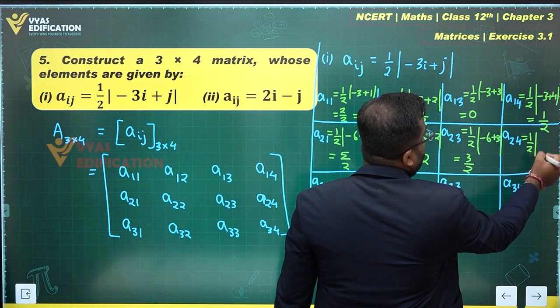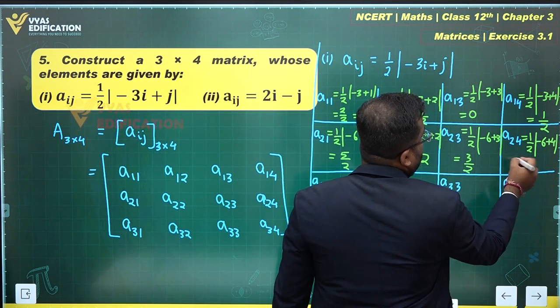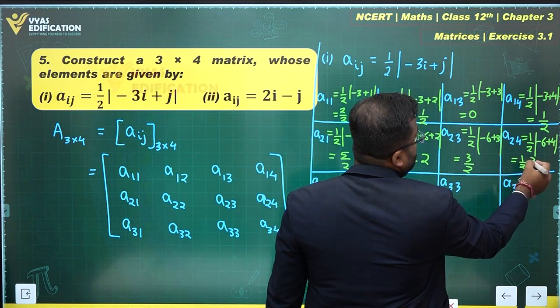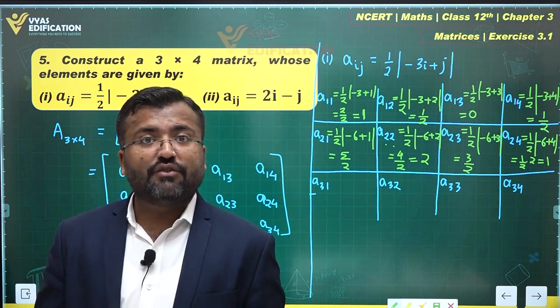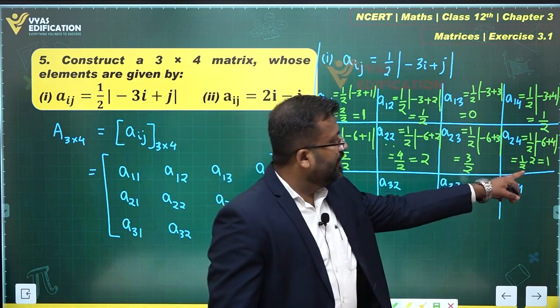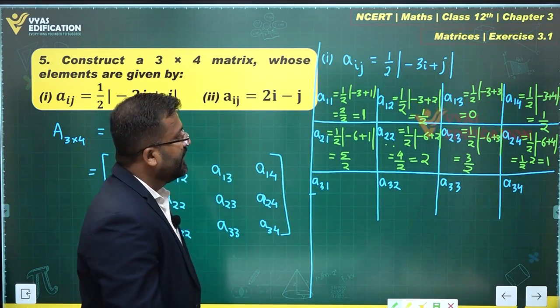A24 is half modulus of minus 6 plus 4, which is 1 by 2 times 2, which is simply 1. Minus 6 plus 4 is minus 2. The value of the modulus is 2. 2 over 2 is simply 1. This is what you get.